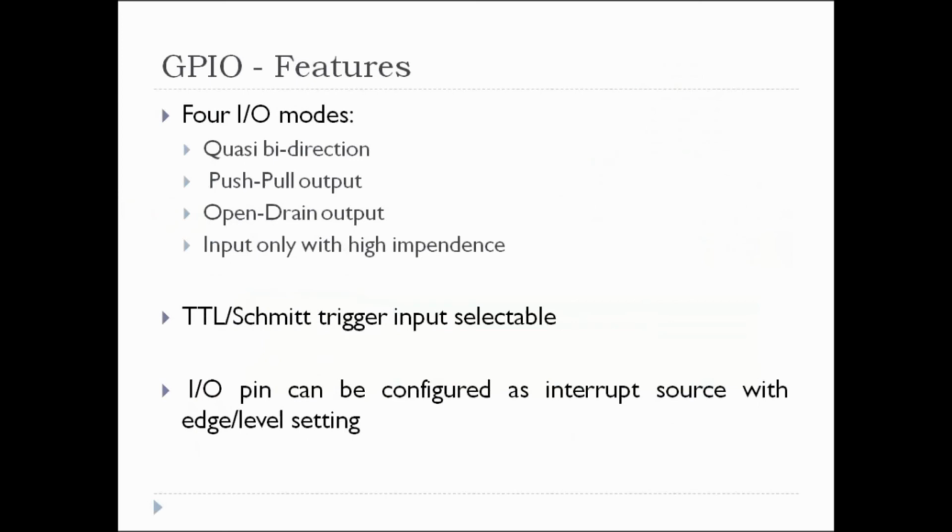Now we will see the features of GPIO on NuMicro NUC140 devices. It has 4 IO modes, namely quasi-bidirectional, push-pull output, open drain output, and input only with high impedance. So it has 4 IO modes.